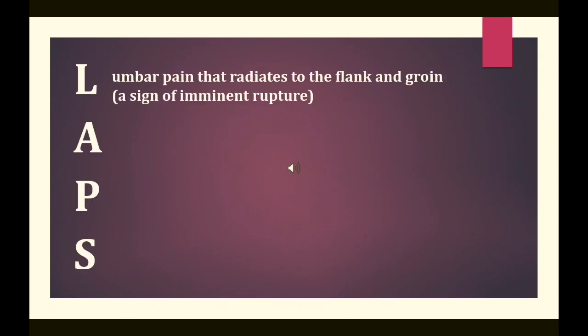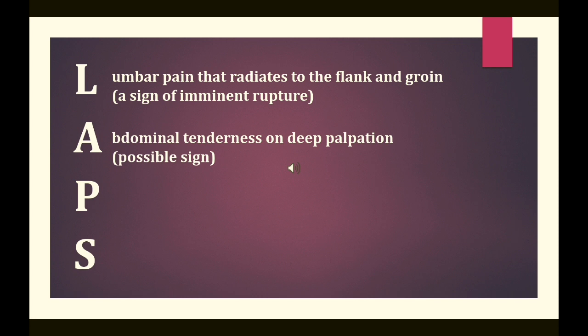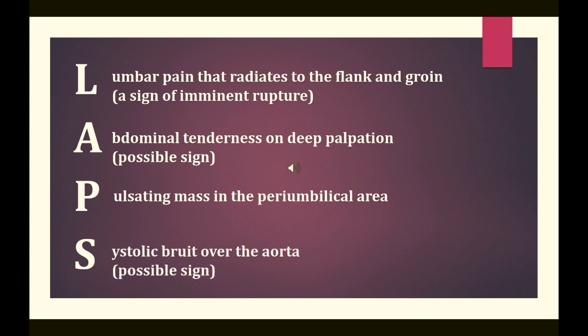Lumbar pain that radiates to the flank and groin, this is a sign of imminent rupture. Abdominal tenderness on deep palpation, this is a possible sign. Pulsating mass in the periumbilical area. Systolic bruit over the aorta, this is a possible sign.